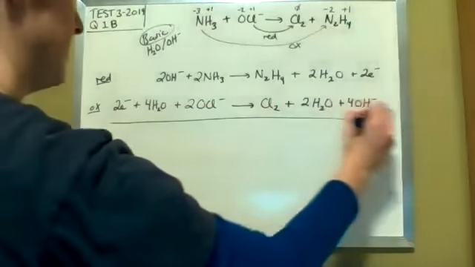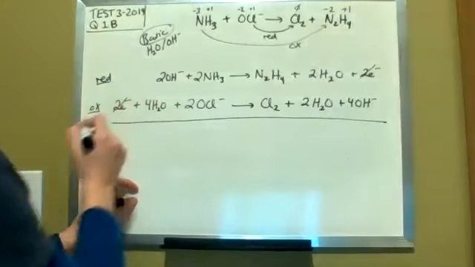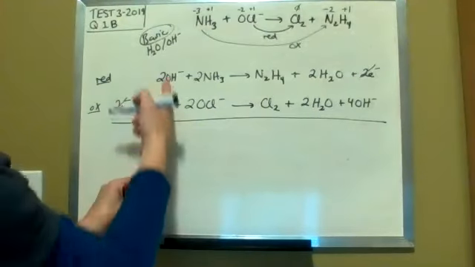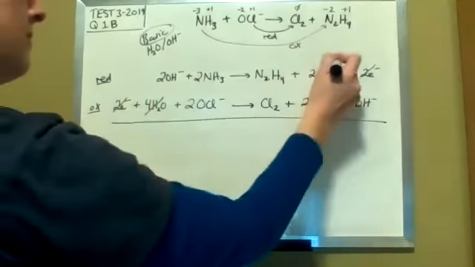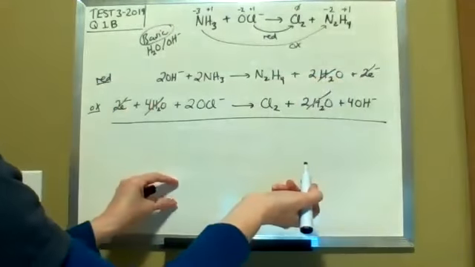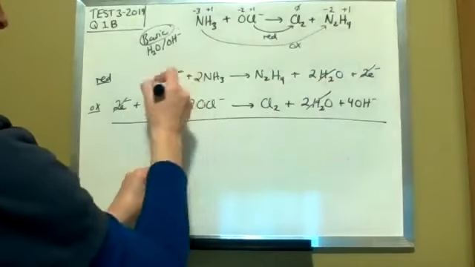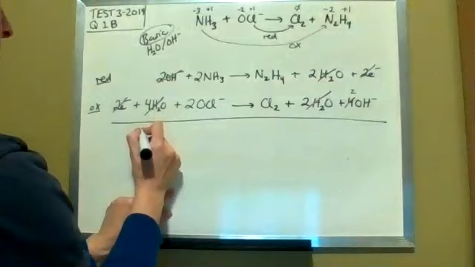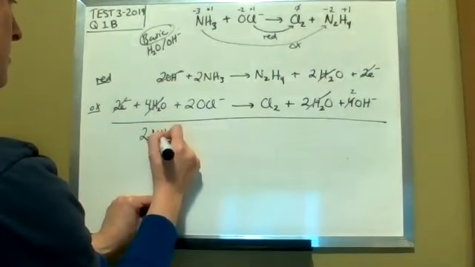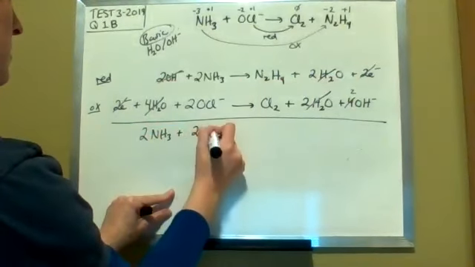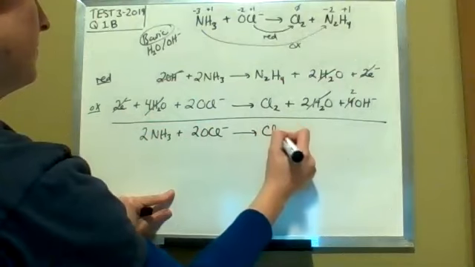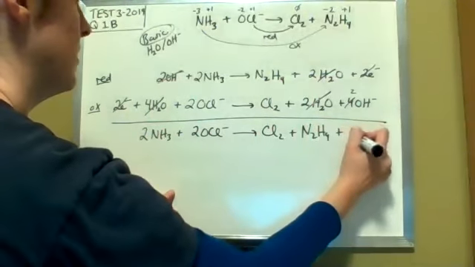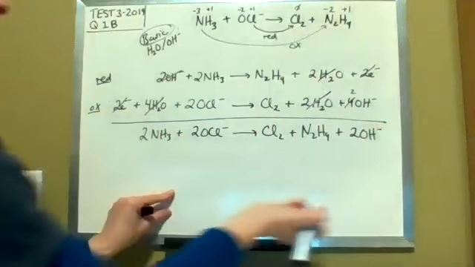Now, when I add these guys together, my electrons are already balanced. So that's great. Now I can go through and pick off some waters. I have a total of 4 and 4. Excellent. OH minuses, 2 and 4, so get rid of that. And this is going to go down to 2. So we can write out our full equation now. And there you go.